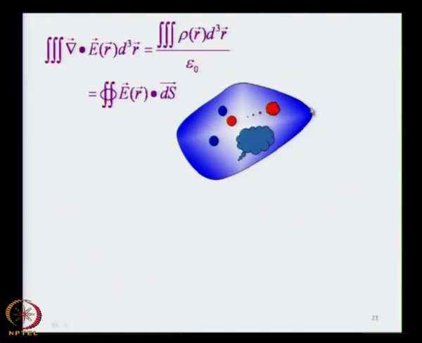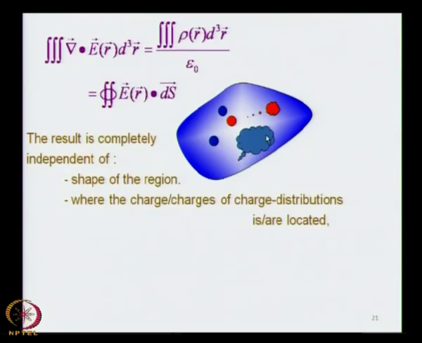Not only that, the charges could also be smeared, as I pointed out. So, you can have discrete charges, smeared out charges, and the result that we have got is completely independent of the shape of the region, and it does not depend on where these charges inside the surface are located. They could be located over here or here or here or anywhere inside. And if they are located anywhere inside, would it matter if they are moving around inside? It would not matter. So, the Gauss's law would still be valid, even if the charges were moving inside, as long as they remain completely inside that surface.